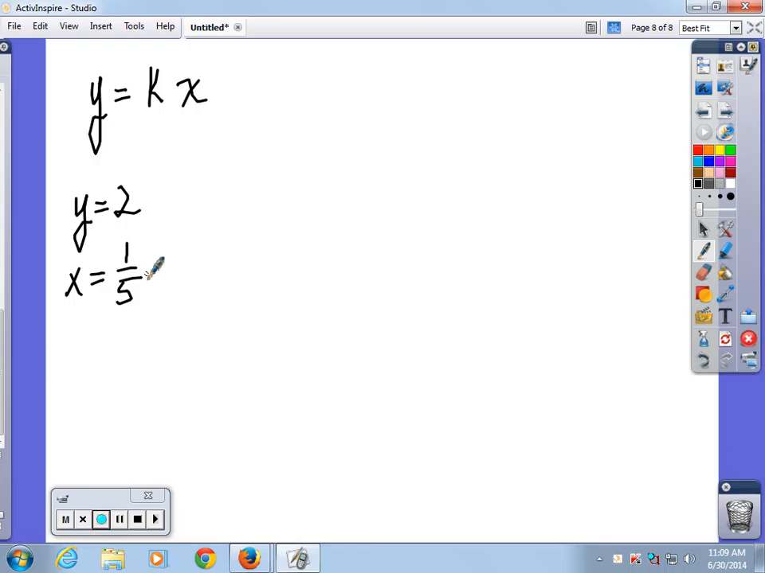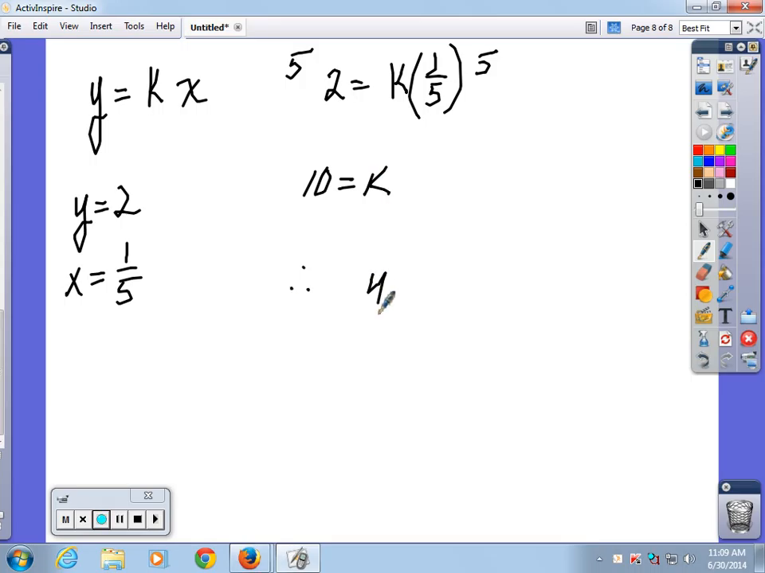Okay, plug and chug. So 2 is equal to K times 1/5. Now what do we do to solve for K? Multiply by 5. We get 10 is equal to K. So therefore, Y is equal to 10 times X.